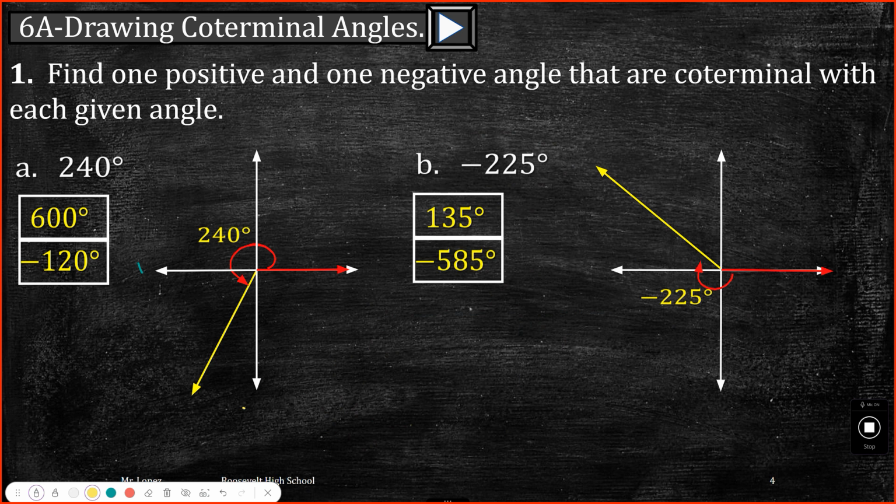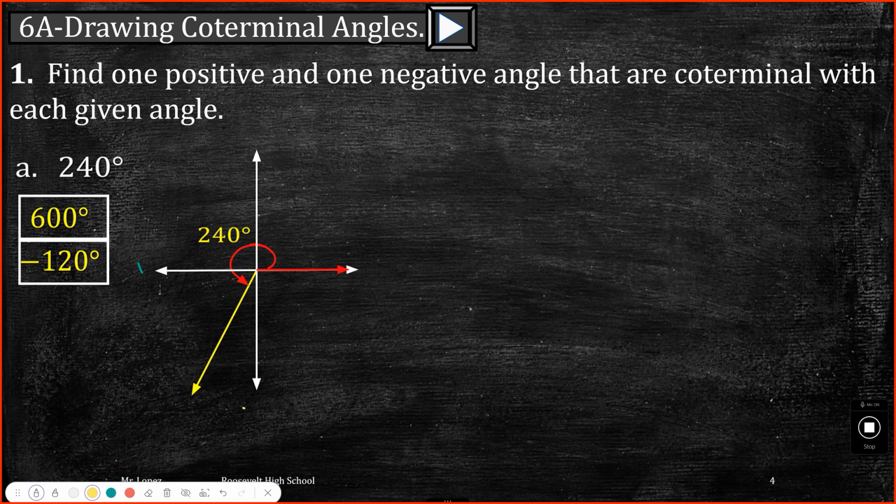Oh, goodness. I'm going to give you, let's do one together. I see a lot of blank stares here. Let's do C. Give me an angle, and then you guys are going to come up with a positive and a negative one. What is it? Anybody?